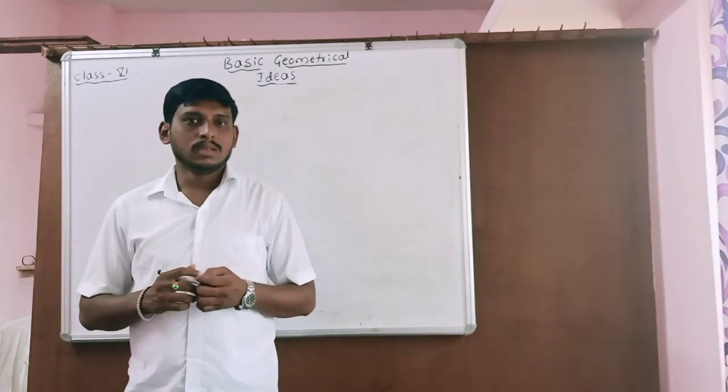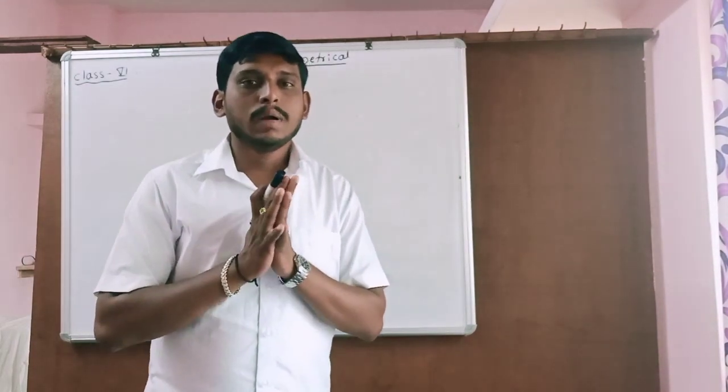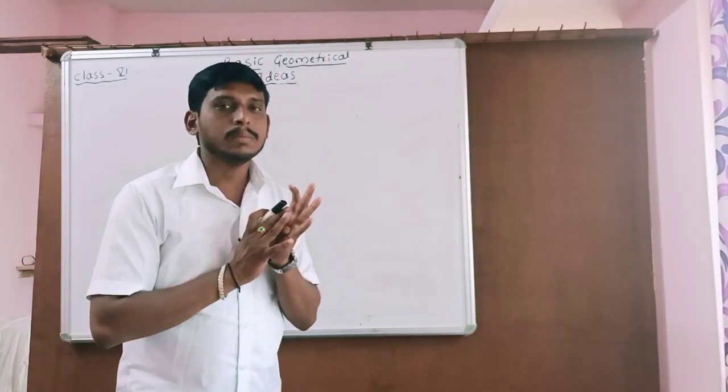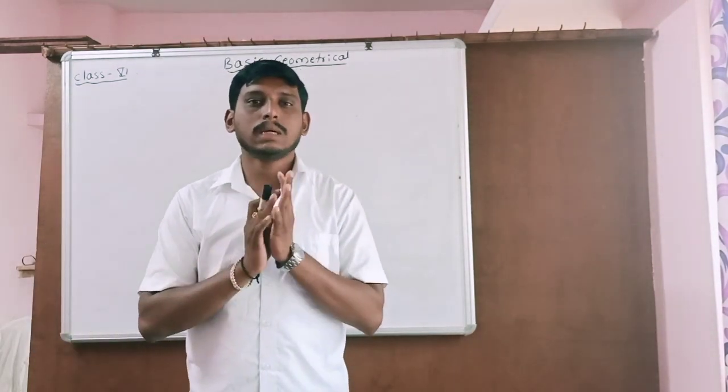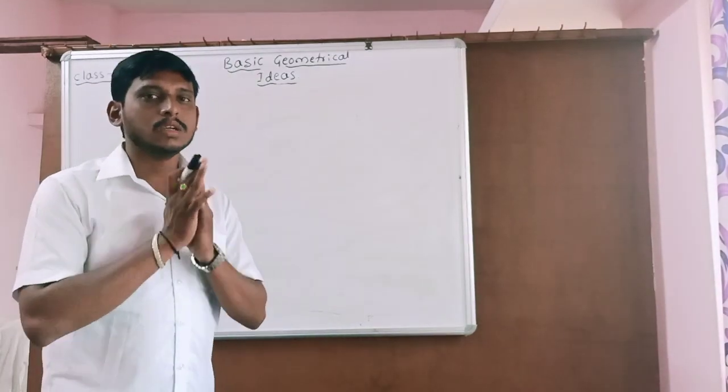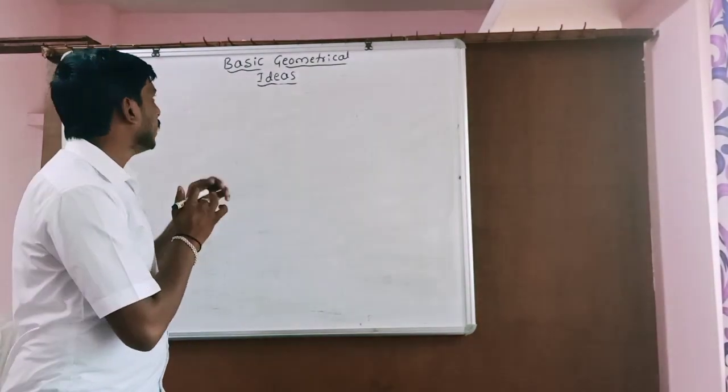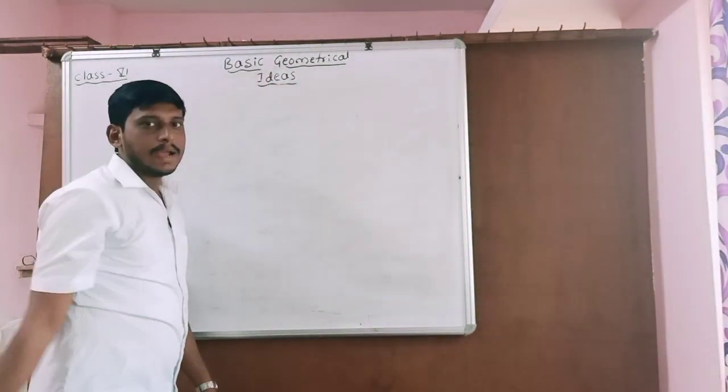Okay, dear students, in mathematics we know that mainly three parts are there. What is that first one? Arithmetic, algebra and geometry. So already we completed two chapters from the arithmetic section. So today we move to a new concept. What is that? Basic geometrical ideas.